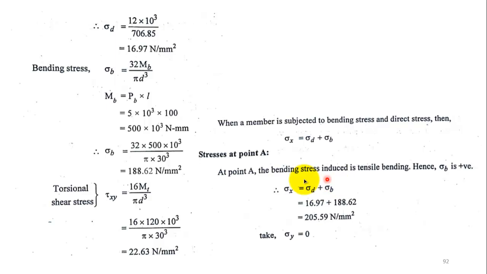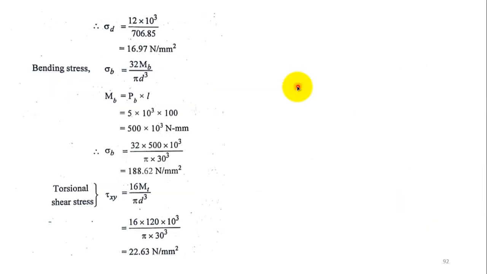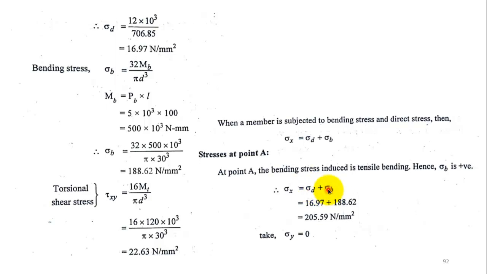These two are normal stresses acting at that point along the x-axis direction. Along the y-axis direction nothing will be acting, because the y-axis means the opposite direction. Nothing is acting in that direction. Only towards the right side from A, only these two loads are acting, that is direct stress and bending stress. After noting this half, note down this half also.